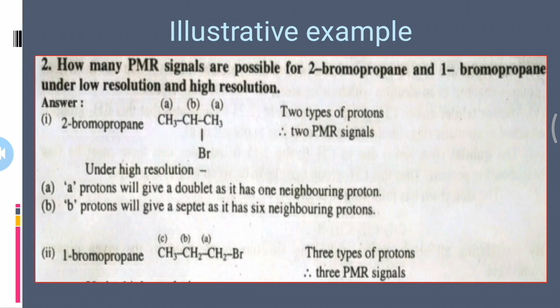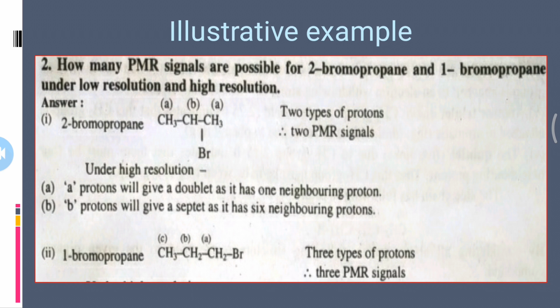Next example: how many PMR signals are possible for 2-bromopropane and 1-bromopropane under low resolution and high resolution? First, low resolution; we consider 2-bromopropane. In 2-bromopropane, two types of sets of protons are present, and therefore two PMR signals are observed under low resolution. Second, high resolution.